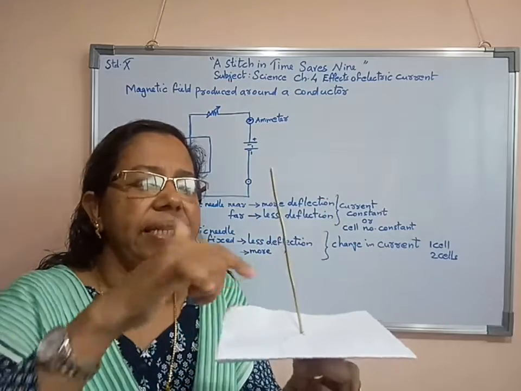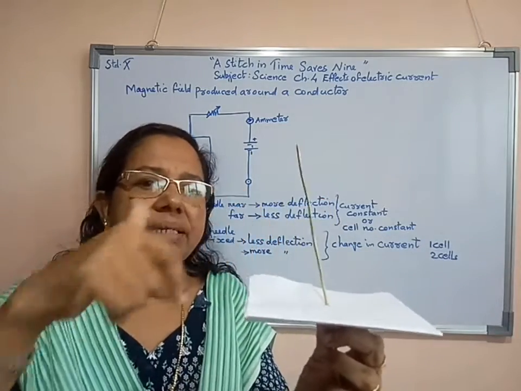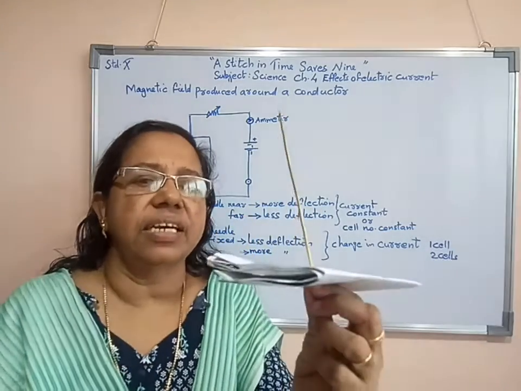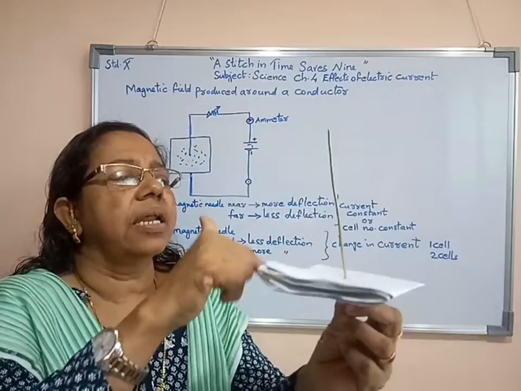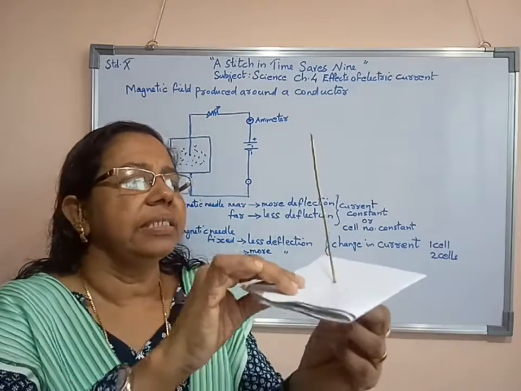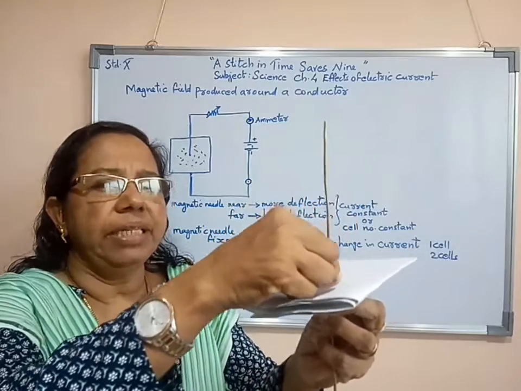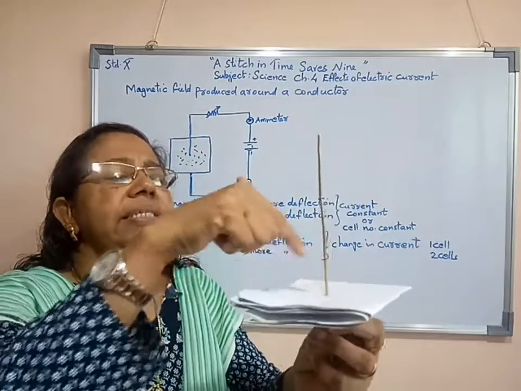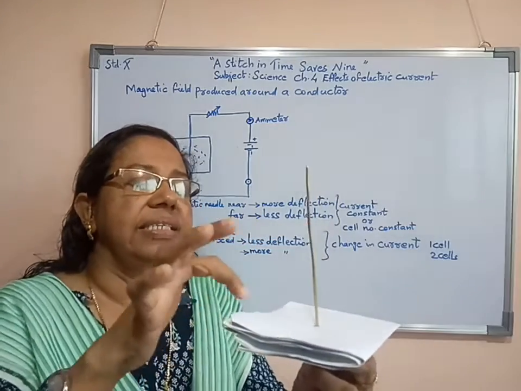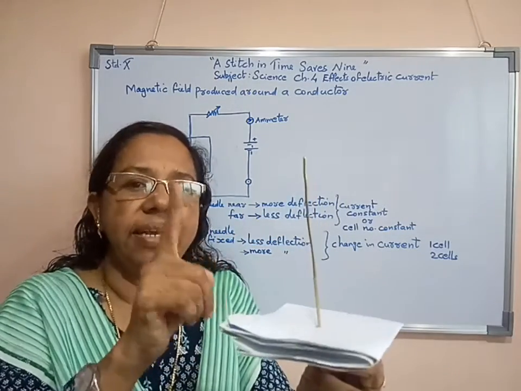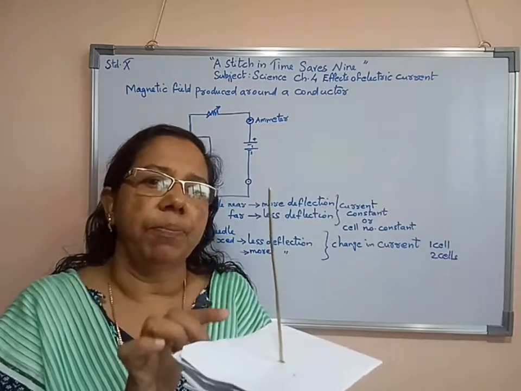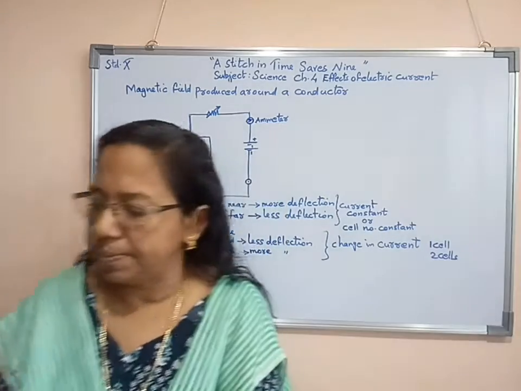So you can find that the iron filings form concentric circles around this current flowing conductor. Concentric circle means one center will be there, and around that many circles are forming. So we can say that all the circles will have one center, the same center. Now with the help of the diagram we will study that.